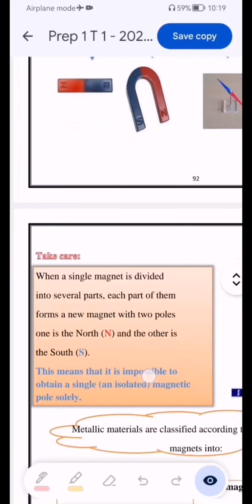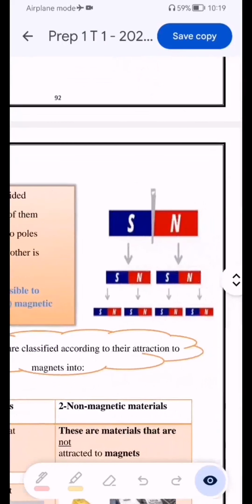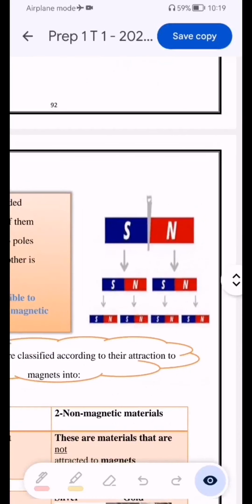Okay, look at this. What happens when we separate the magnet into different pieces or many pieces? We separate it from the South Pole. What happened? The separated part will have two poles also, okay? Not one pole only, two poles, North Pole and South Pole. So each separated part has two poles like any magnet, okay? That means it's impossible to get a magnet with one pole only, okay?